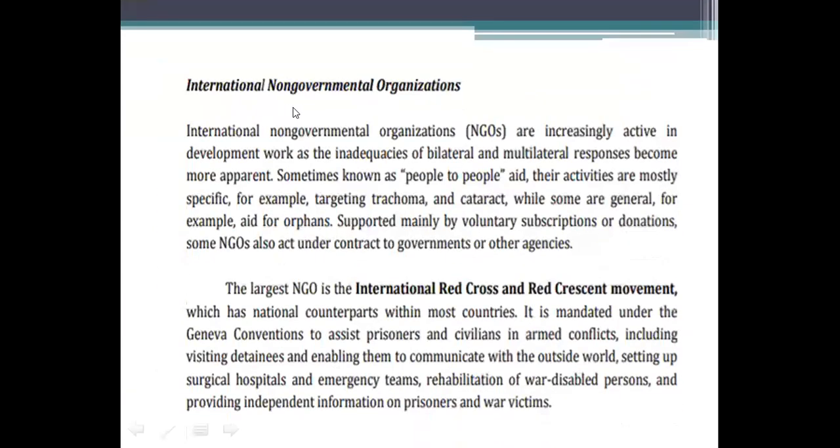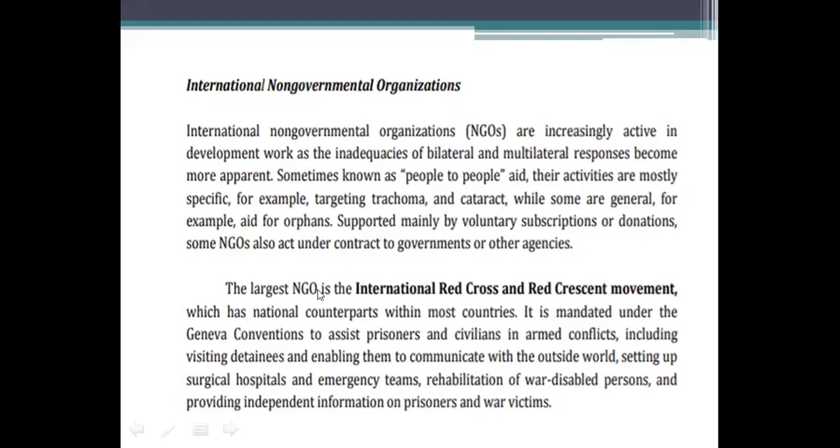International non-governmental organizations, or NGOs, are also working at the international level, and are increasingly active in development work as inadequacies of bilateral and multilateral response become more apparent. Sometimes it is known as people-to-people aid. Their activities are mostly specific, for example, targeting trachoma and cataract, while some are general, for example, aid for orphans.